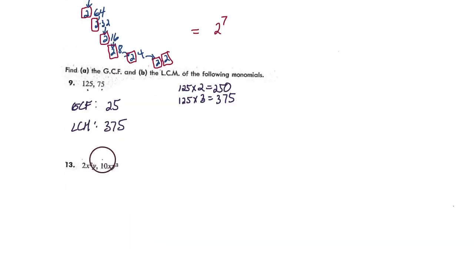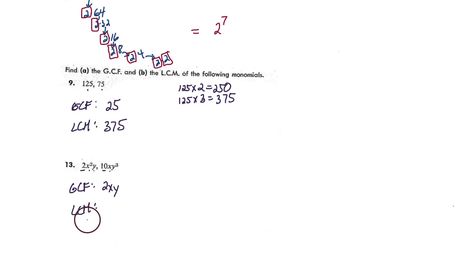Number 13, same idea. First we want GCF, and then we want LCM. So our greatest factor, the largest number that divides into 2 and 10, that's 2. The largest amount of x's that you can divide into both of them is a single x, because that's as many as the last one has. The largest amount of y's that divide into both of them is a single y, because that's as many y's as the first one has. You can't divide more y's into the first one than what's there.